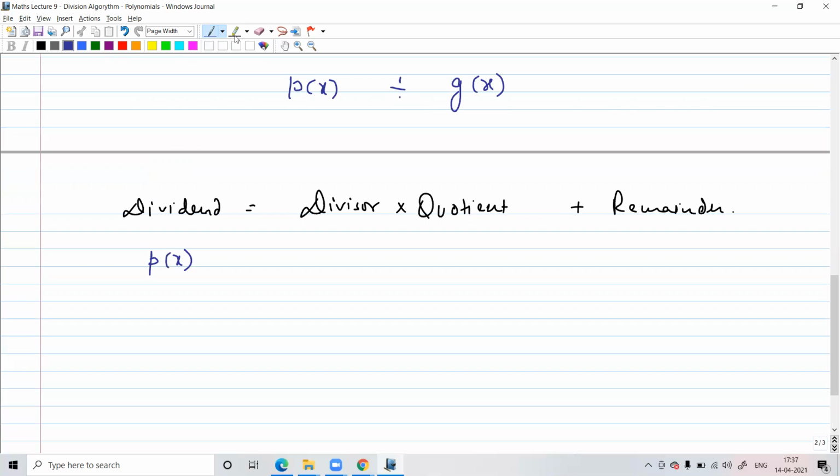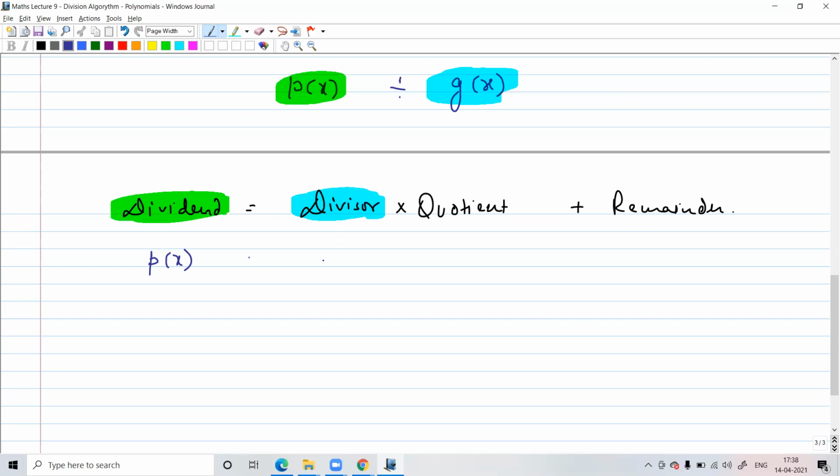Okay. Makes sense to everyone? I'm saying that p of x is our dividend. And what is g of x? G of x is our divisor. When you do the division, you will get some quotient and you will get some remainder. They will also be polynomials only. Okay, so let's use the notations of polynomials for them also.